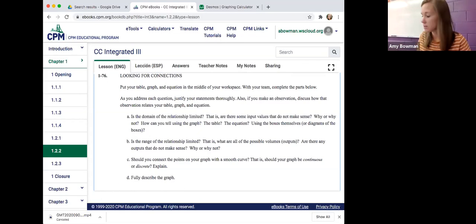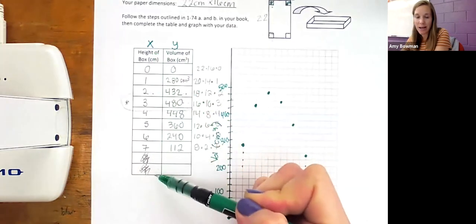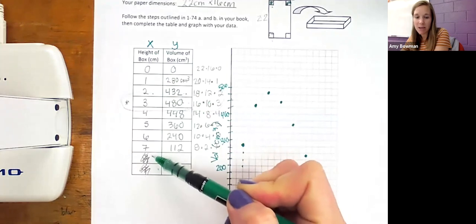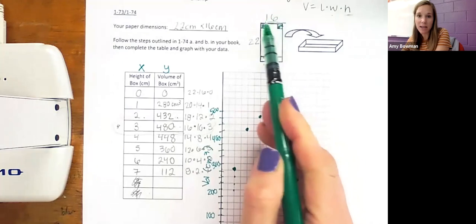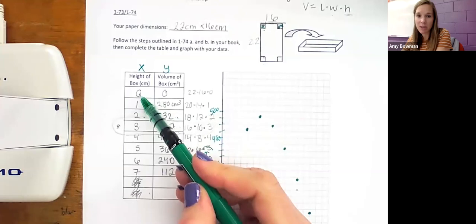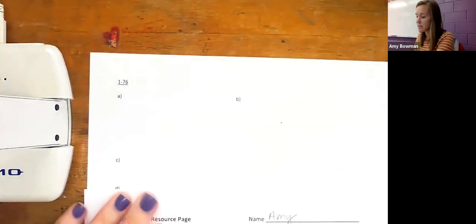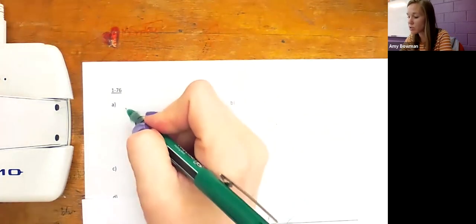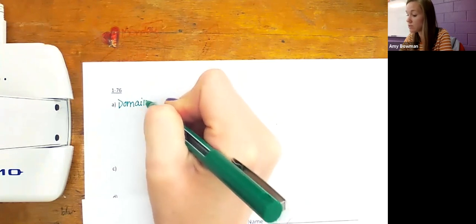We did talk about this a little bit because our domain, remember, is the input. And I said when I was filling out this graph, it doesn't make sense to plug in 8 or 9 because with 8 I would have a length of 0 right here on this edge. It also doesn't make sense to have anything less than 0 for a height, because negative heights don't make sense. So 76 is asking, is the domain limited? Yeah, the domain should probably be limited between the values I just explained.